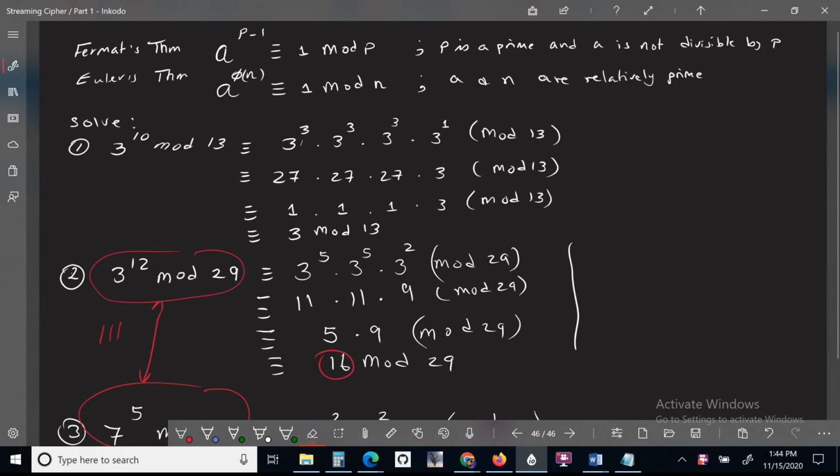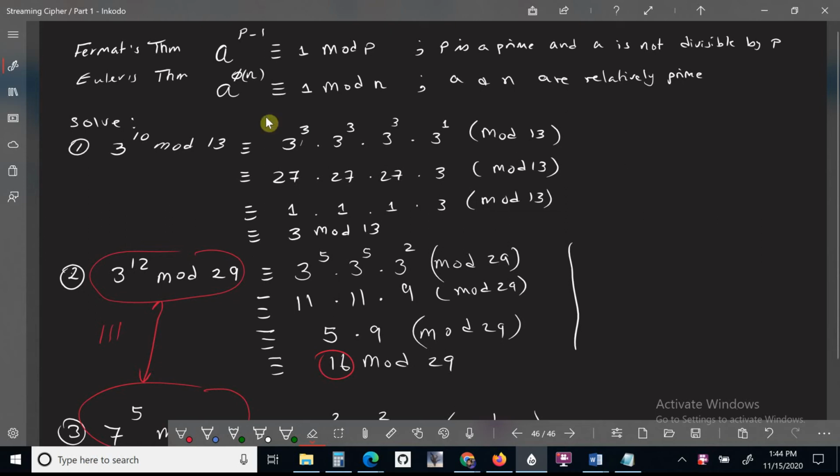Here I stated Fermat's theorem, which is: if you have two integers a and p, where p is a prime, and a is not divisible by p, then a to the power p minus 1 is congruent or equivalent to 1 mod p.